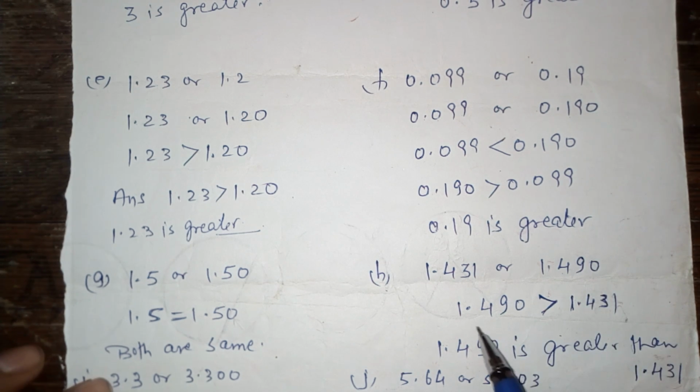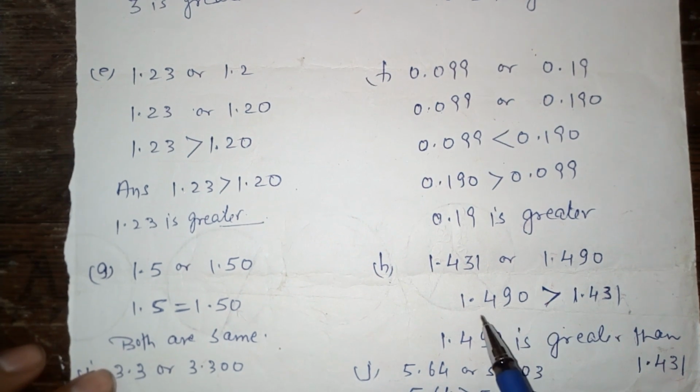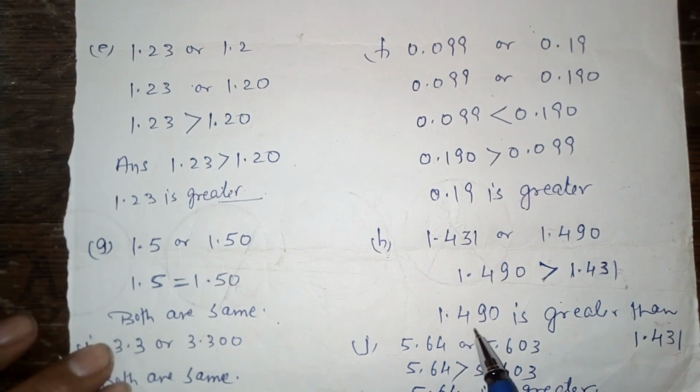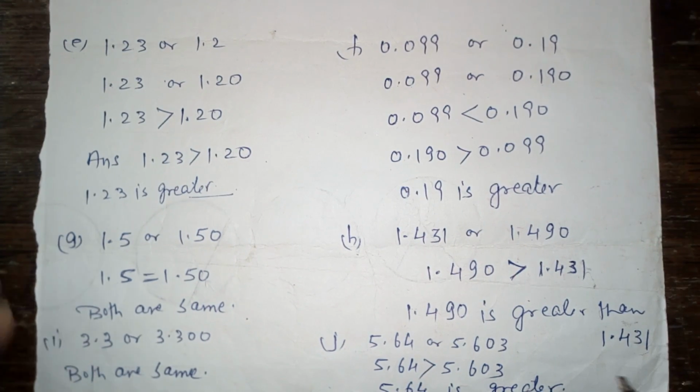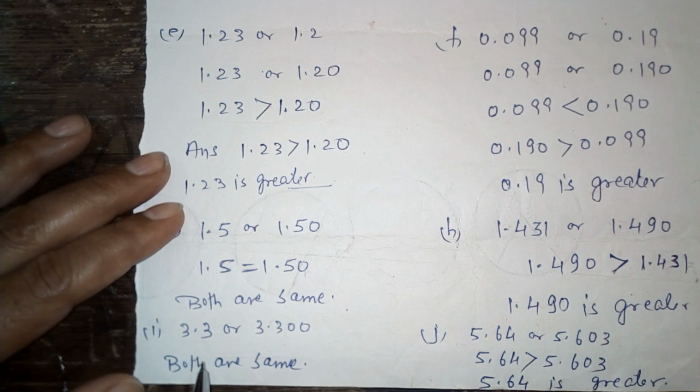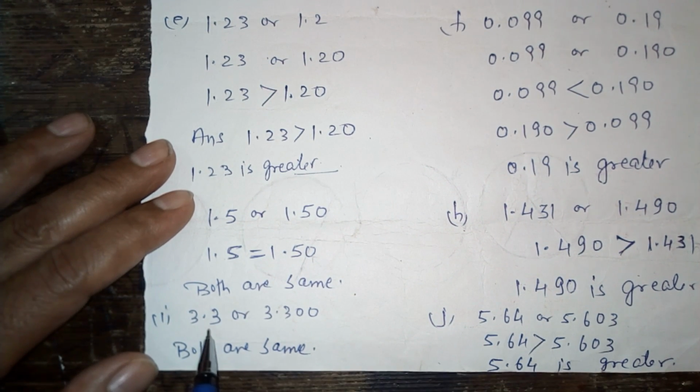So 1.490 is greater than 1.431. Okay, your next question is 3.3 or 3.300.